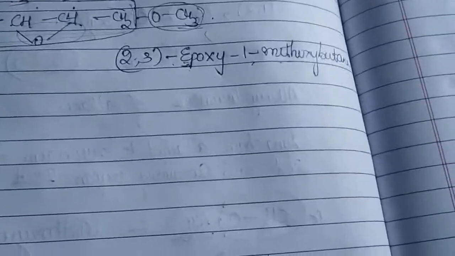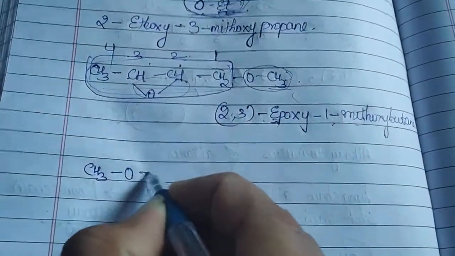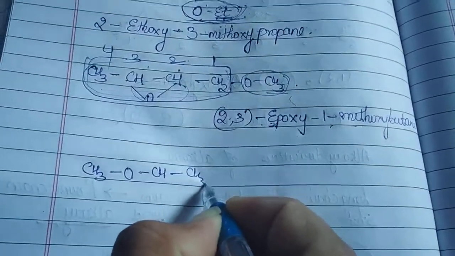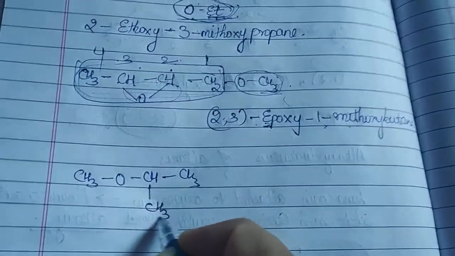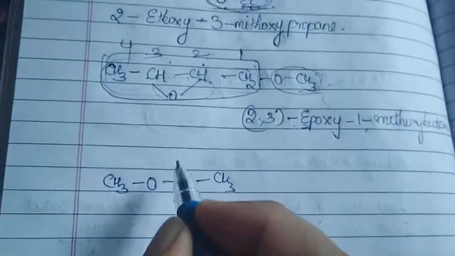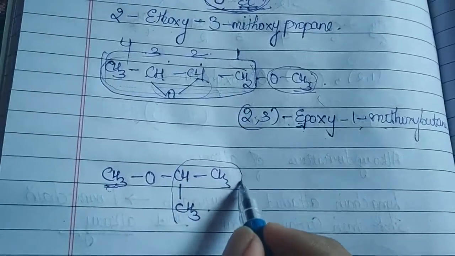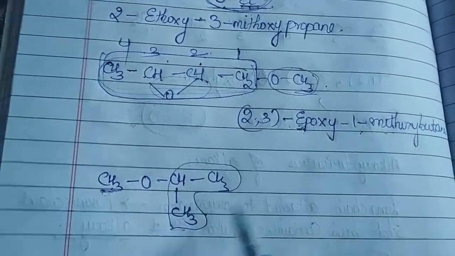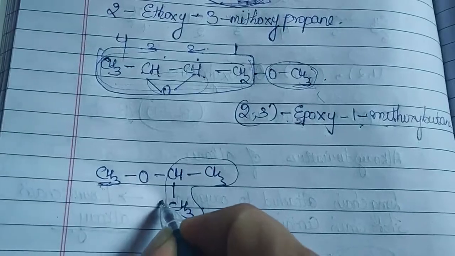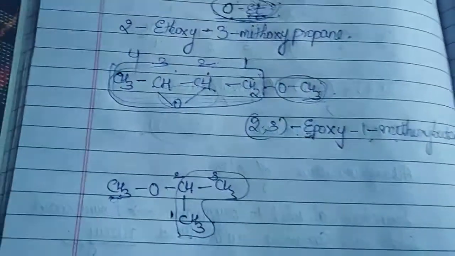Okay. Let us take now one more. CH3 OCH CH3, and here is my CH3. Remember guys, if any compound is like this, this is my short chain, and this is my longest chain, right? This is my longest chain. So we will number it from here, 1 2 3.